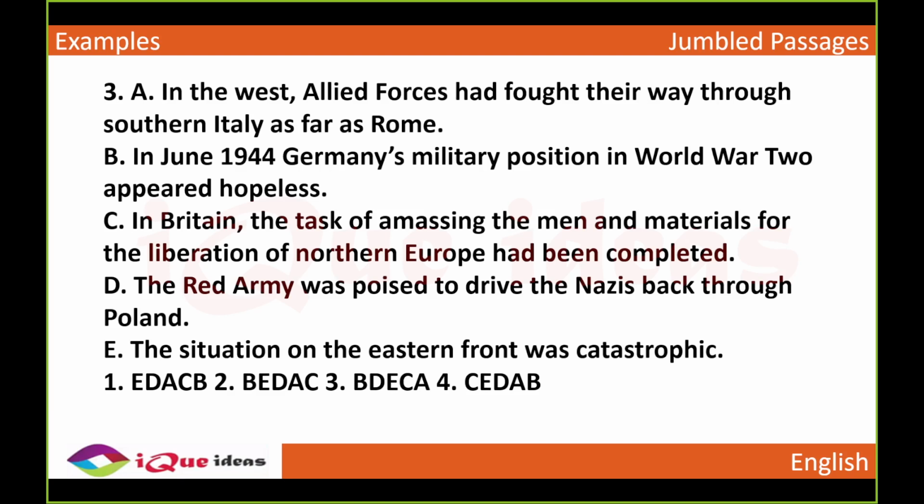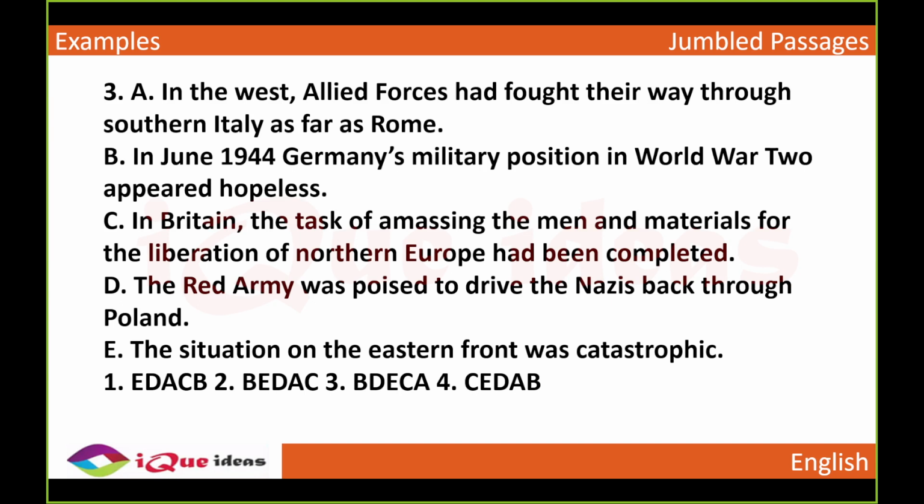Okay. So now, if I read the options, the first statement says in the West, Allied forces had fought their way through southern Italy as far as Rome. A very, very specific description of some incident. B says in June 1944, Germany's military position in World War II appeared hopeless. Now, this is a very, very general statement. It gives you the time, it introduces which incident they're talking about. So, the year 1944, the time World War II, tells me this may be the beginner.